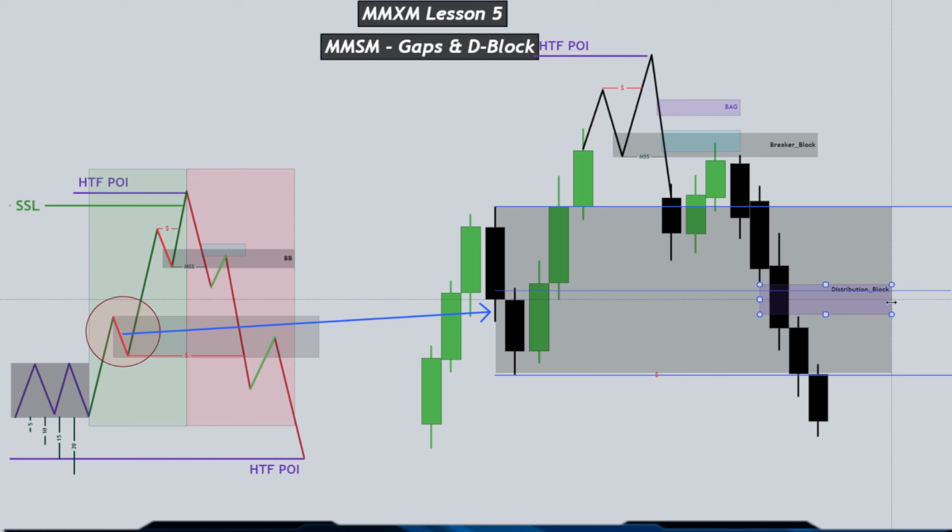Now I will be talking about the entries in a separate video after this one, so that you guys can understand the thing. Now let me give a little bit more about the distribution block. The thing is, a distribution block and a breaker block have almost similar characteristics. Just in this case, you are not looking for a high, a low, a higher high, although it has the same thing, but you are not looking into that specific part.